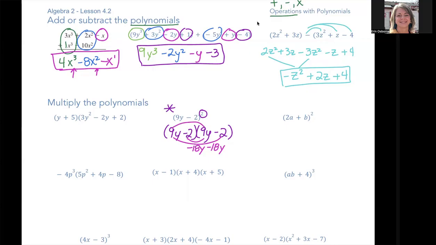Your first times first would be an 81y squared, so we are adding exponents whenever we are multiplying two terms together. And then your 2 times your 2 and making it positive would be positive 4. Last, make sure you combine any like terms, so the final result here would be 81y squared minus 36y plus 4.